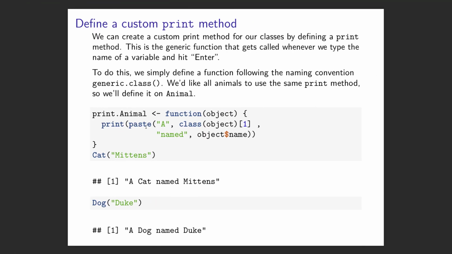So I can define a print method for animal objects in general. That means both cats and dogs will inherit this same print method. To do this, I just use print.animal. I give it some function that I want to be called whenever this object is printed. I'm just going to print that it's a class, cat, dog, whatever, named whatever name I gave to it.